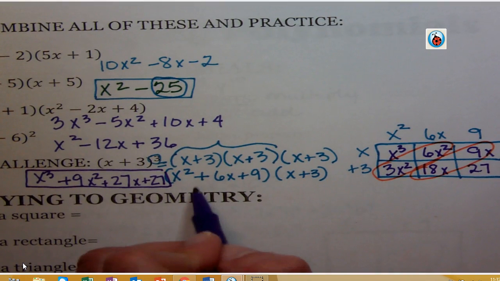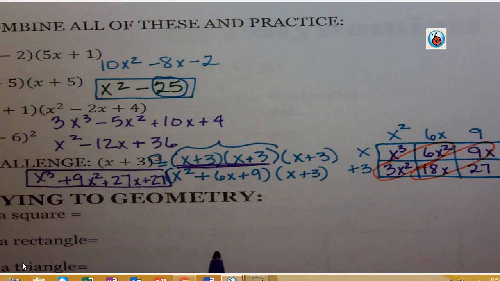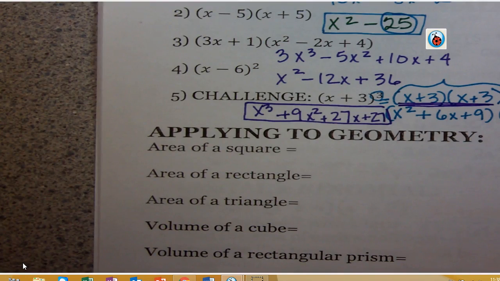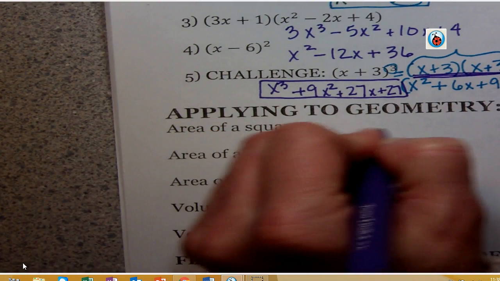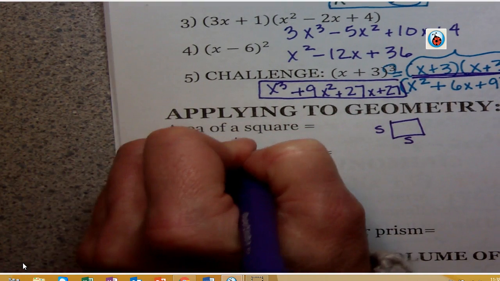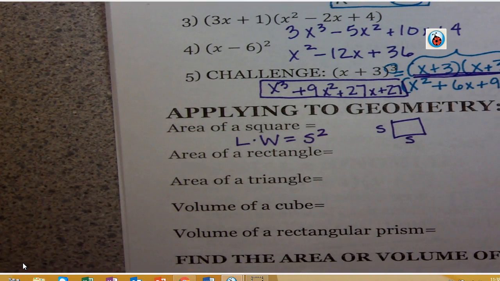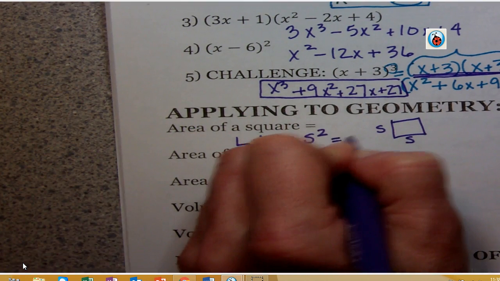Okay, so make sure you do these two first. You have to do two first, and then you multiply in the third. All right, we talked about the formulas for the area of a square. When you have a square, the sides are the same, so the length times the width is going to be the same as the side squared.